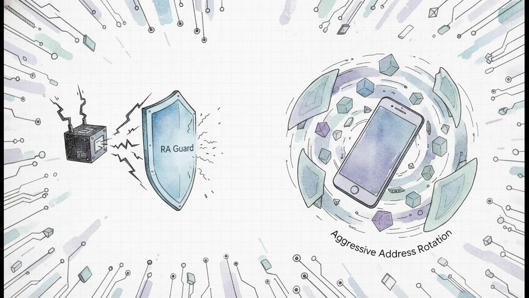Also, keep in mind that mobile devices, like iOS, rotate their addresses aggressively to prevent tracking. It's a really cool mechanic, but it definitely complicates troubleshooting. Here's a quick tip. If an iOS device only shows a link-local fe80 address with no global unicast address, you know immediately it completely missed the router advertisement.